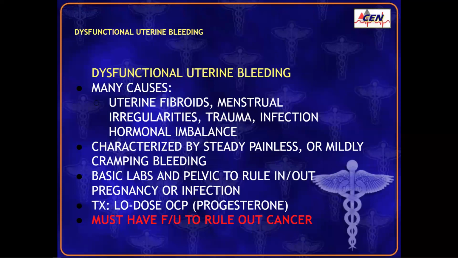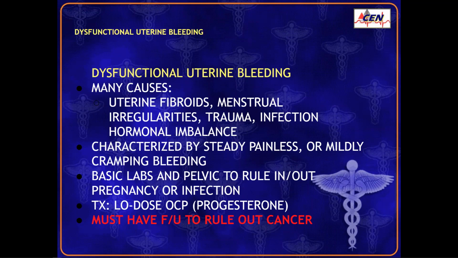And that's why it's so absolute she has to have follow-up for this. We can't diagnose uterine cancer typically today in the ER. Our job is to make sure she's not anemic enough that she needs admission for blood transfusion, and basically make sure there's no other proximate cause for this, and then start her on progesterone.